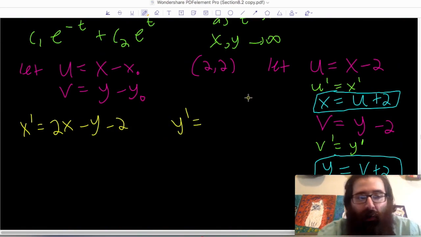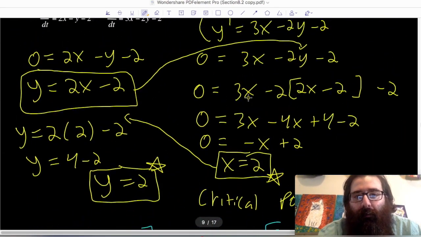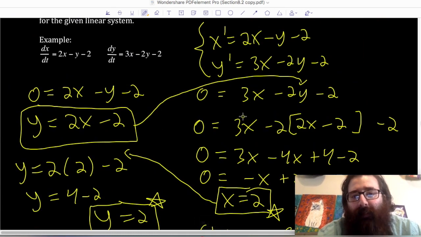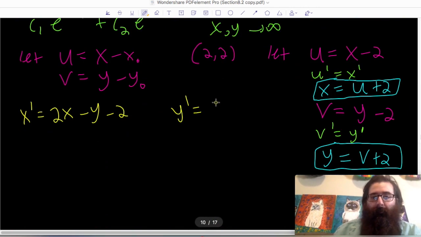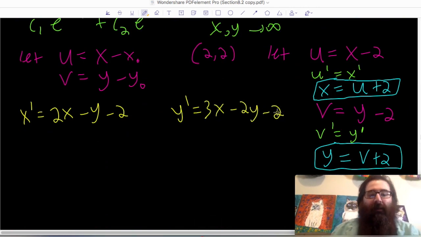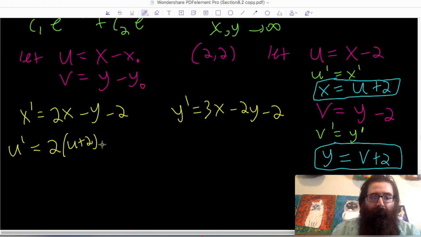We had y prime equals 3x minus 2y minus 2. Now I want to start making my substitutions. We said x prime is equal to u prime, so I substitute there. U prime equals 2 times x, but x is u plus 2, minus y, but y is v plus 2, and then minus 2.